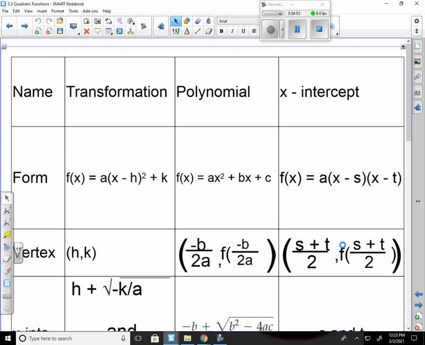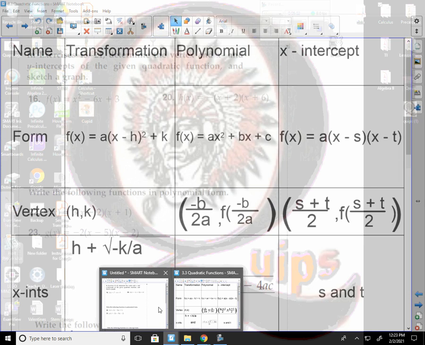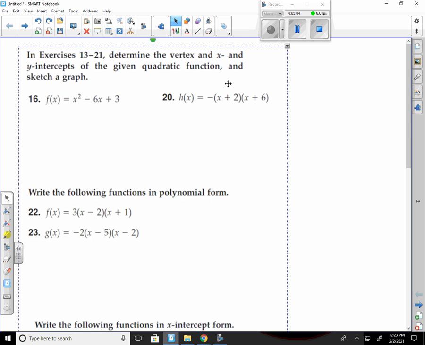Anyways, look back at our table. If I look at x-intercept form, it tells us exactly how to find our vertex. S plus t over 2 finds my x value. So go back to the problem. S is switch the sign, that's a negative 2. Switch the sign on the 6, over 2. That gives us negative 8 over 2, which is negative 4. That's the x value of the vertex.